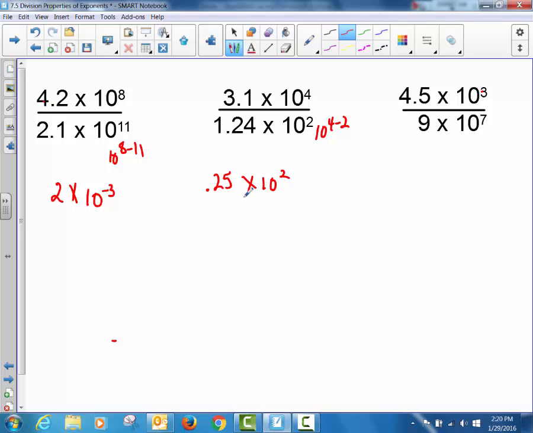Now this is not in scientific notation because this number, the coefficient, is not between 1 and 10. So we've moved the decimal over one place to the right. We make this number a bigger number. It was 0.25 and now we've made it a bigger number, 2.5, times, since we made the coefficient bigger, we'll make this smaller by 1. Okay?